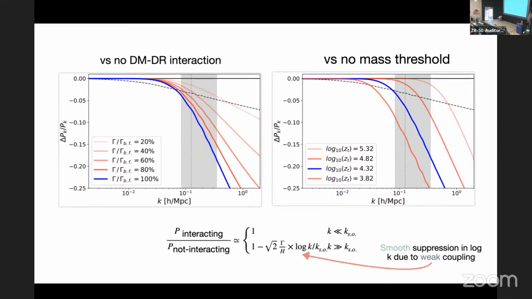And so Hengame showed a few of these plots earlier, but the effect of the dark matter, dark radiation interaction here is that the interaction strength tells us the slope of the suppression. And because we're considering weakly coupled dark matter, we're always going to see a smooth suppression that's proportional to log k. And then the effect of the mass threshold, so this is the mass of our light particle in the dark radiation, tells us the scale at which the suppression of the matter power spectrum starts. And so this is a free parameter, but moving it tells you the cutoff scale in the power spectrum. So this sort of looks like running, but with a broken power law.